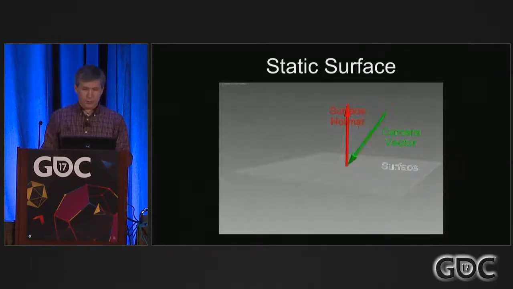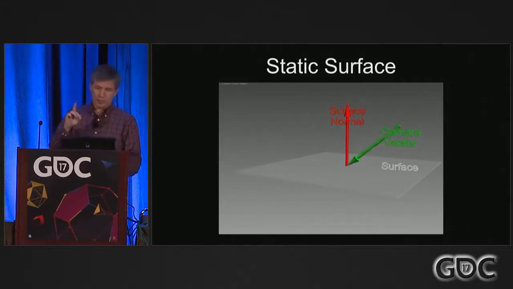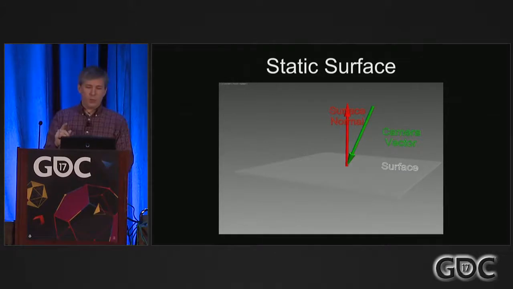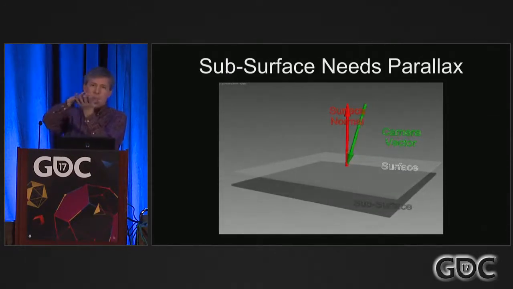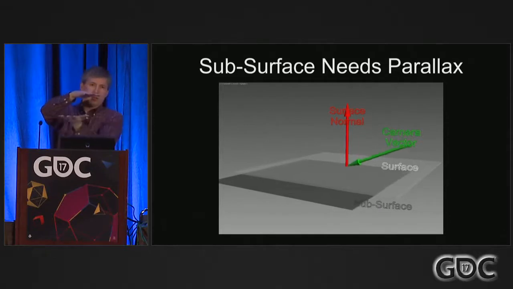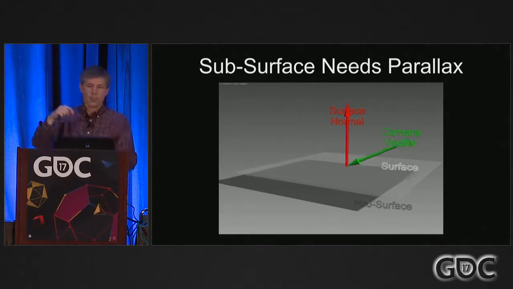And so this is an example of what I have now. I just have my camera moving around, or my object moving around. Here's my surface. The red arrow is the normal on the surface. And what I want to do is this. I want it to look like, instead of it being on the surface, that there's a subsurface, and it's moving as my view moves, right?